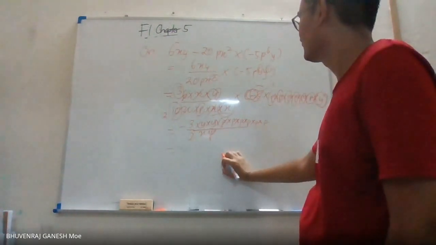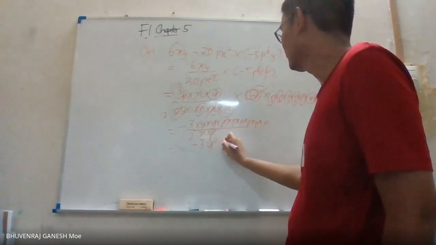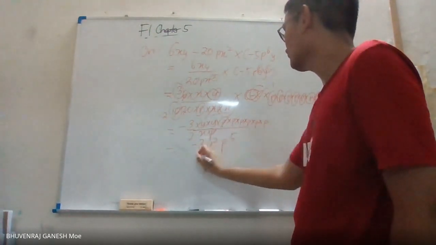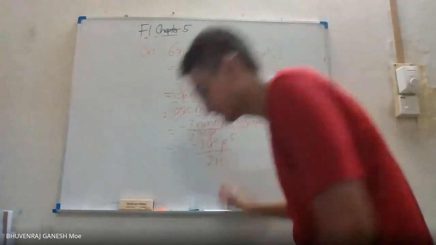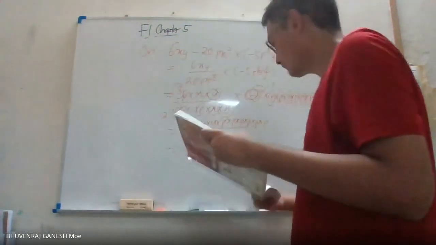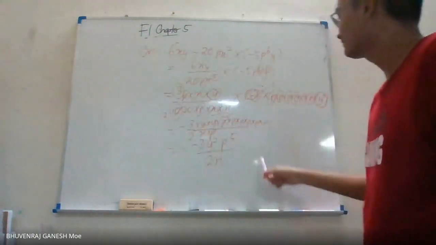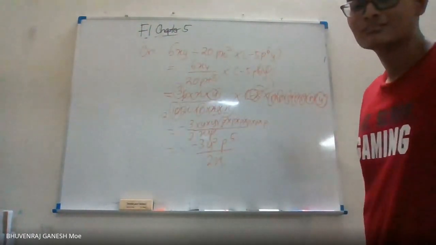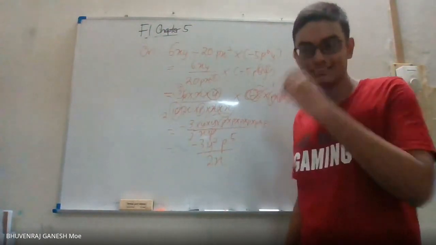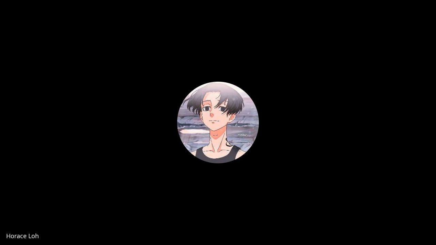So let me see. It's negative 3y squared p power 5 over 2x. Let me see if it's correct or not. Negative 3y squared. Yeah, correct. So Ishan, this is how it is. If you want to do a complex way, I think you can understand.